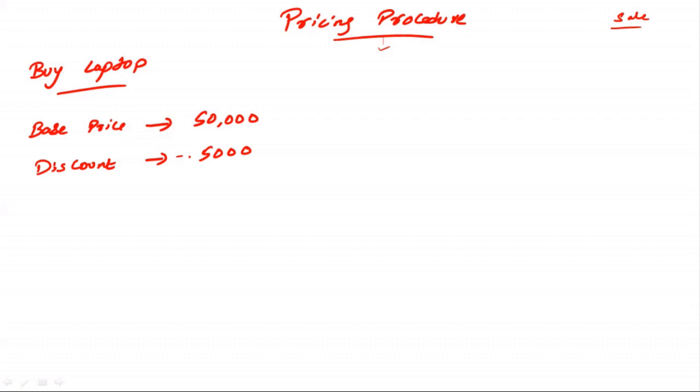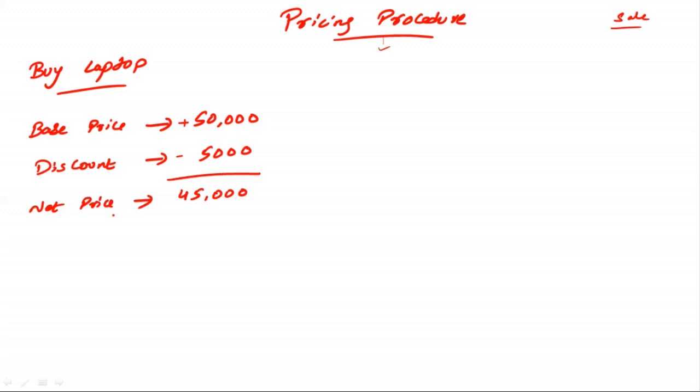You also need to observe here the values I'm using here. The base price is your positive value and the discount is your negative value. So now the net price of this laptop becomes 45,000. This is called the net price. These terminologies are also SAP terminologies.